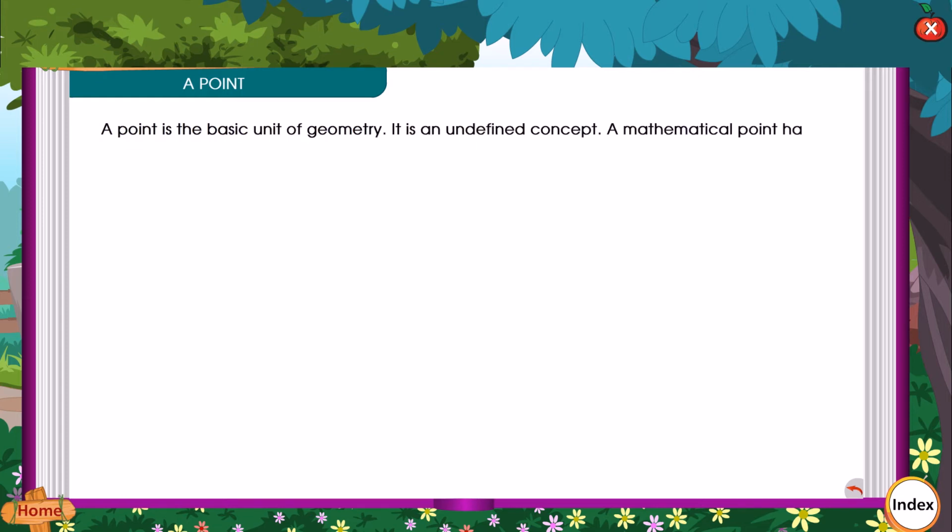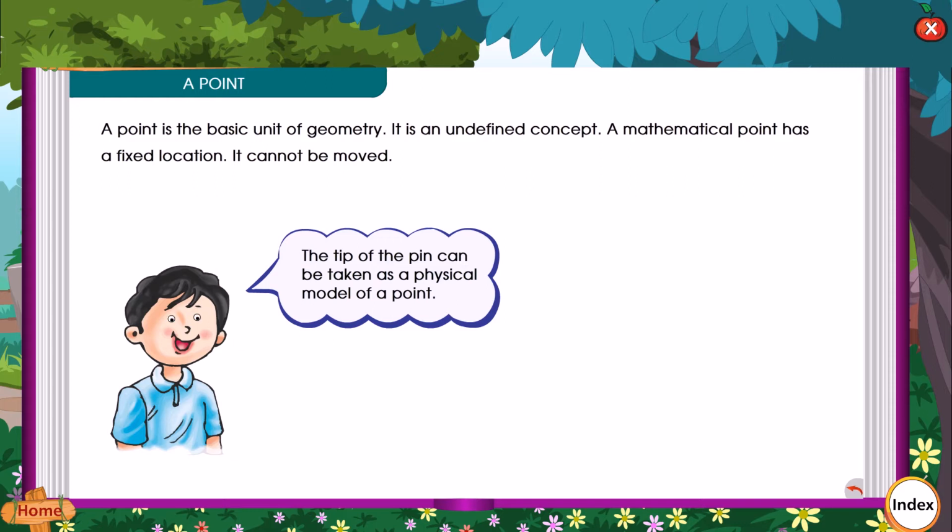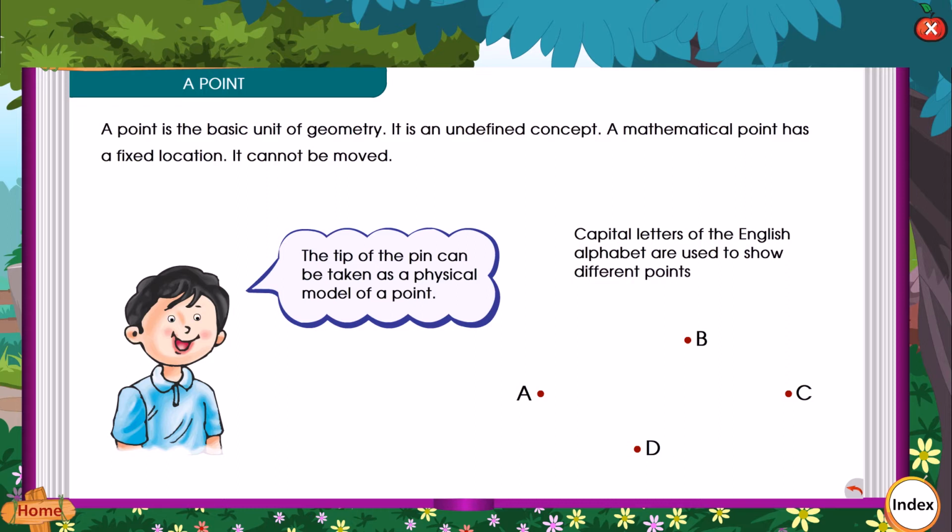A point. A point is the basic unit of geometry. It is an undefined concept. A mathematical point has a fixed location. It cannot be moved. The tip of the pin can be taken as a physical model of a point. Capital letters of the English alphabet are used to show different points represented by dots.